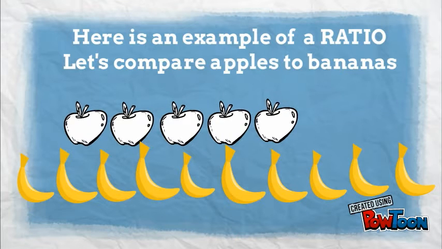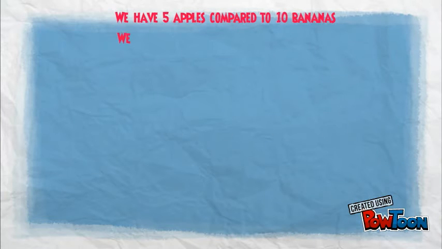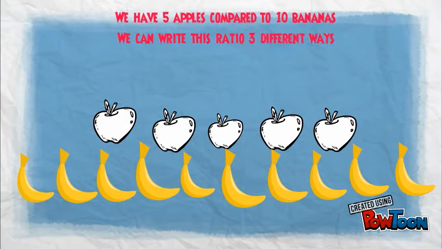Let's compare apples to bananas. We have 5 apples compared to 10 bananas. We can write this ratio 3 different ways: 5 to 10, 5 over 10, and 5 with a colon to 10.